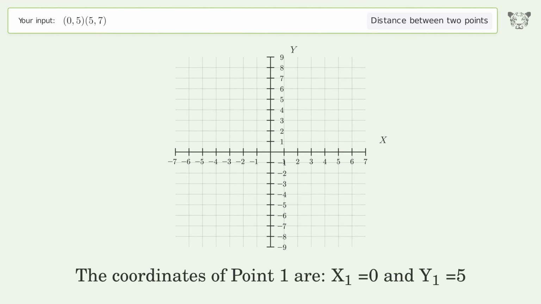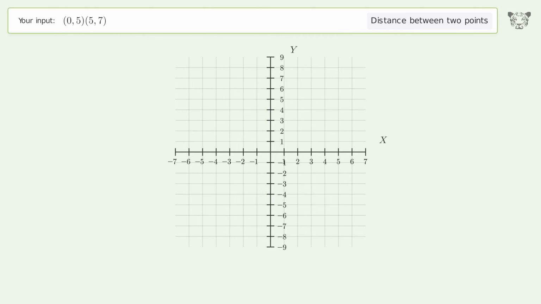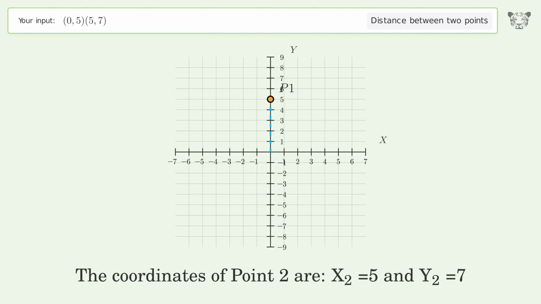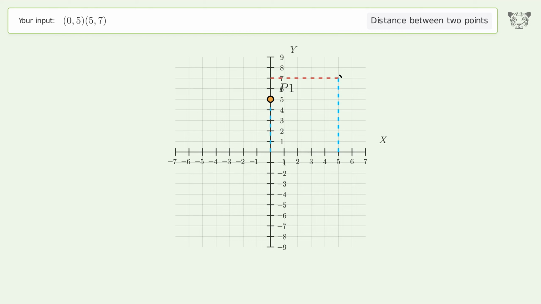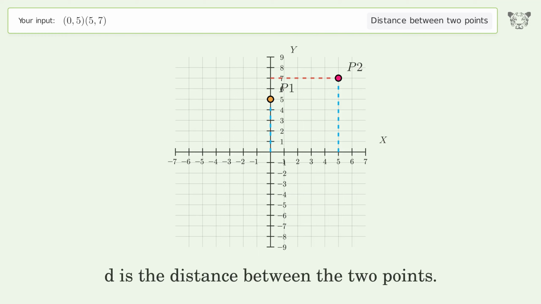The coordinates of point 1 are, x1 equals 0 and y1 equals 5. The coordinates of point 2 are, x2 equals 5 and y2 equals 7. D is the distance between the 2 points.